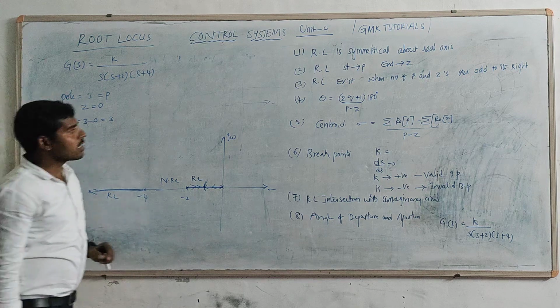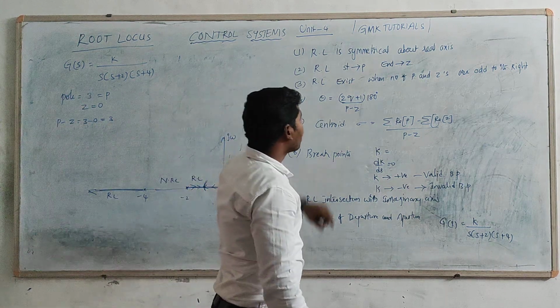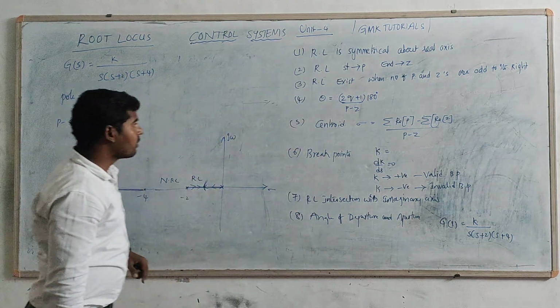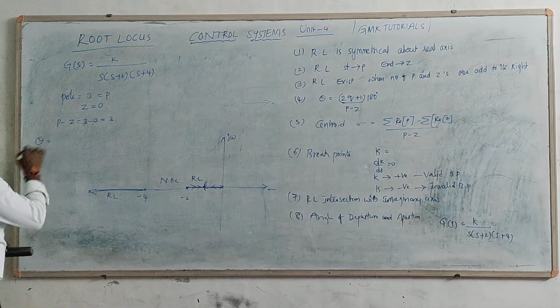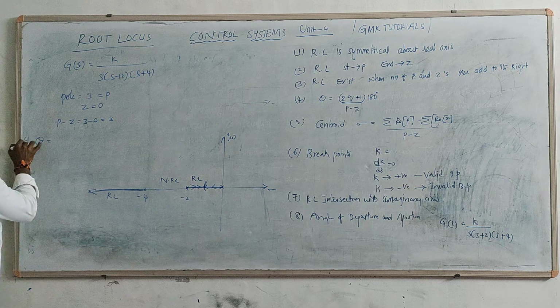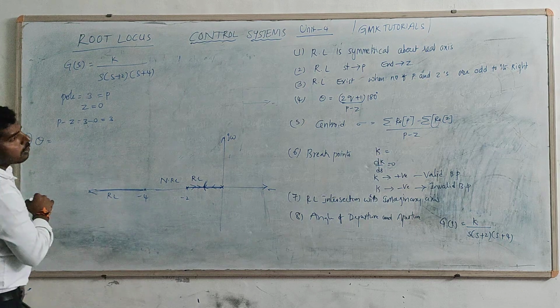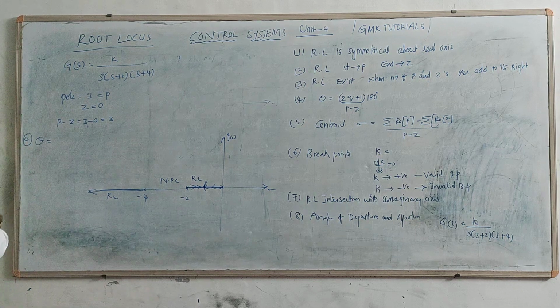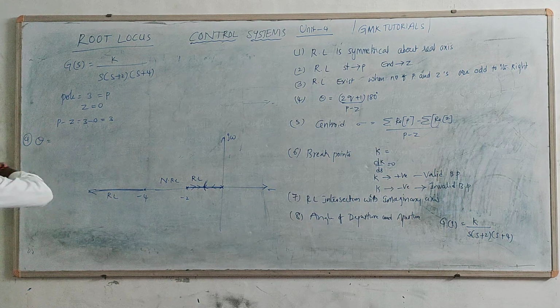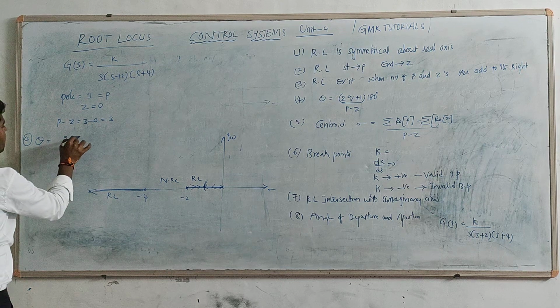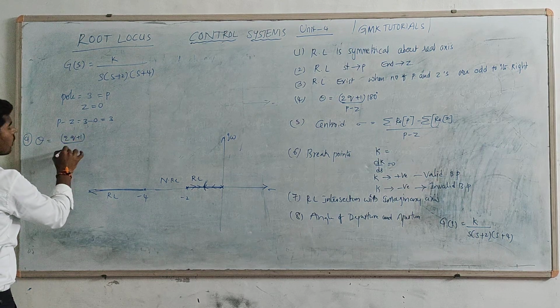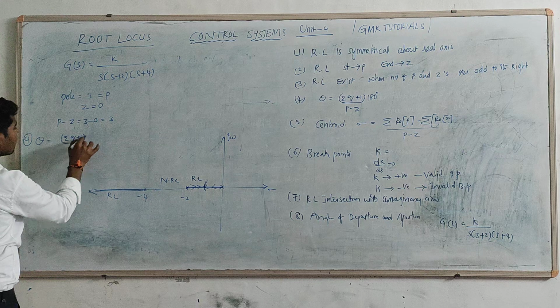Now, theta is the angle of asymptotes. The angle of asymptotes formula is rule number 4 actually. So you need to calculate it for the root locus. Theta is equal to (2q plus 1) divided by (P minus Z), into 180 degrees.